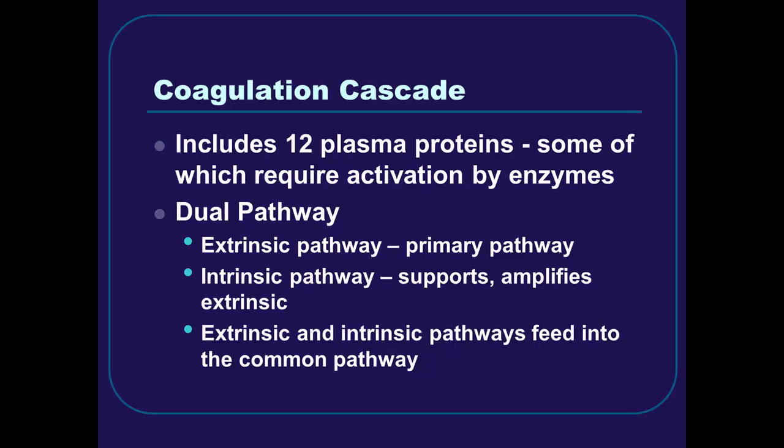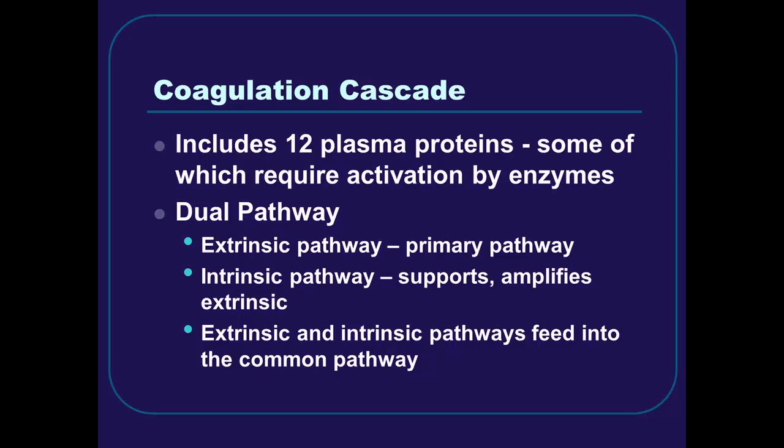We know that the coagulation cascade includes about 12 plasma proteins, some of which require activation by enzymes. So we know then that many of our coagulation proteins circulate in an inactive form that then have to be activated through our enzyme system. So for example, factor 9 has to be converted to factor 9A in order to work, factor 10 to 10A. And we always know that those mechanisms are in their active form when you see the little a in front of it. Also recall that our clotting cascade has a dual pathway.